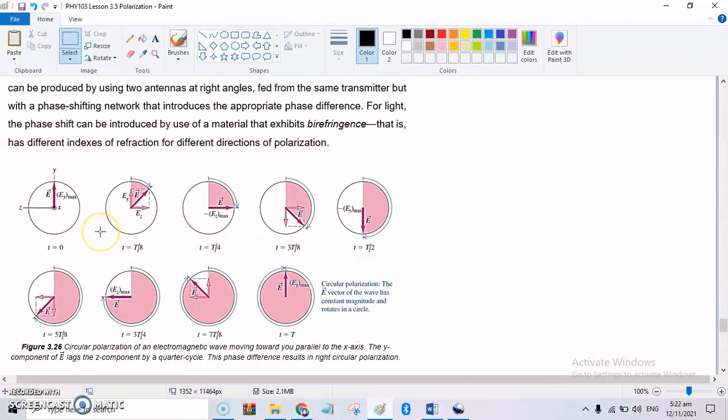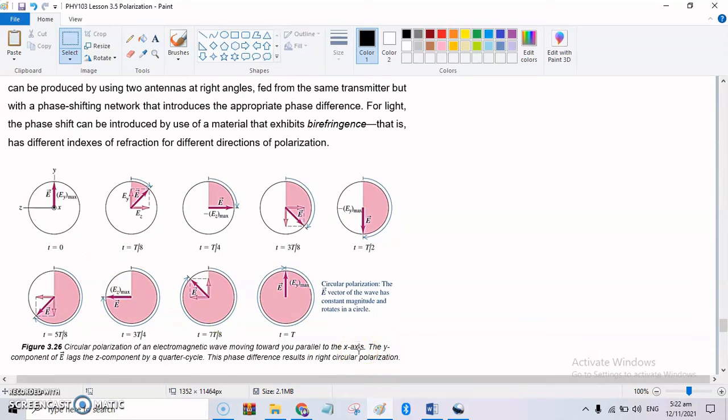Where's this one? So this is the circular polarization of an electromagnetic wave moving toward you, parallel to the x axis. The y component of E lags the z component by a quarter cycle, and this phase difference results in right circular polarization. So as the viewer, the x-axis is towards our eyes.